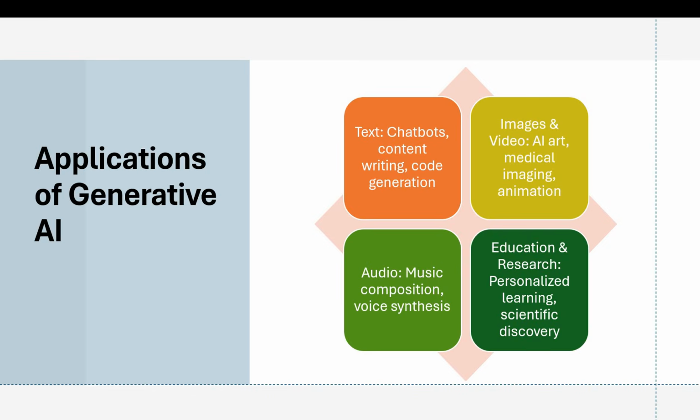Let me briefly tell you where we can apply these generative AI models. For creating text, of course, we can develop chatbots. We can use it for code generation for our software projects. For creating images and videos, like in Sora, you can write some prompts and it will create a video for you. In audio, it is used for music composition and voice synthesis. There are so many apps I hope you are familiar with, like Suno.ai. It can even be used in education and research, for personalized learning, scientific discovery and research. Nowadays, researchers are using it extensively.